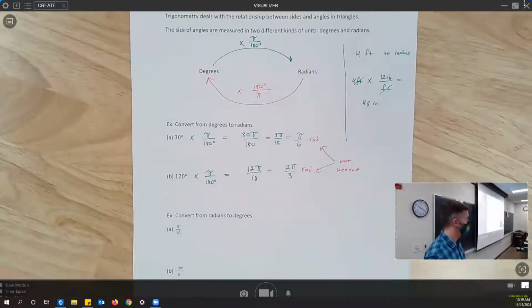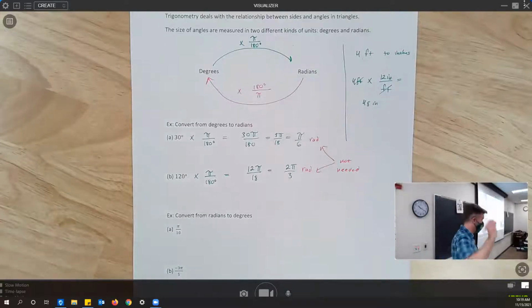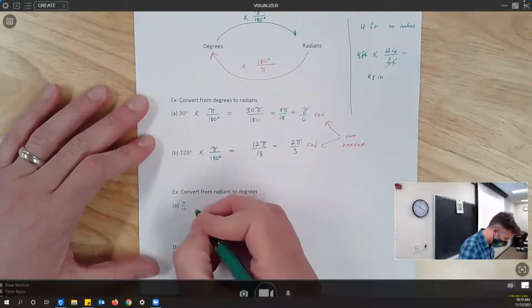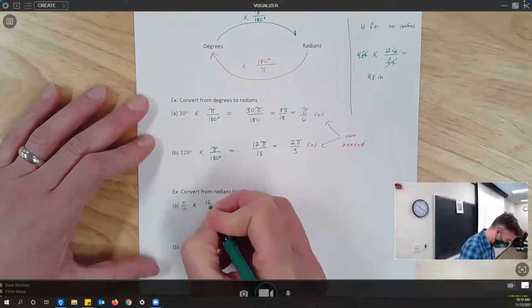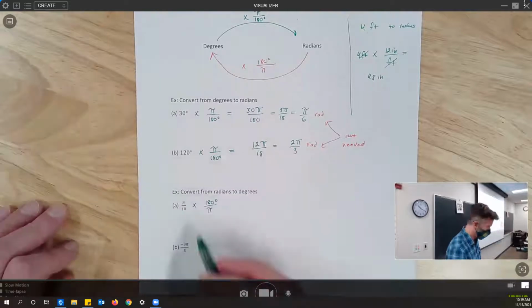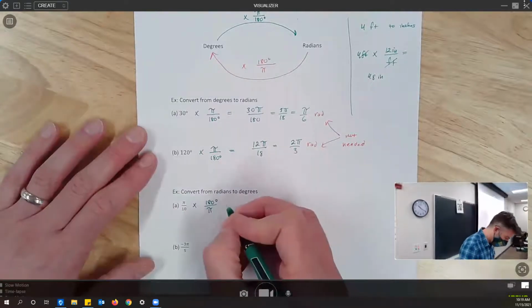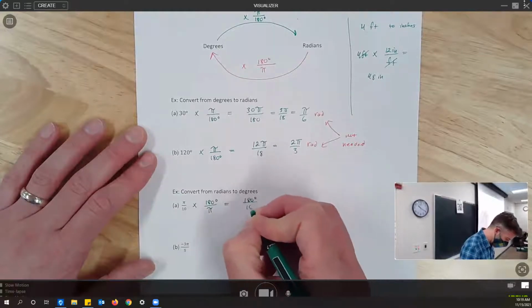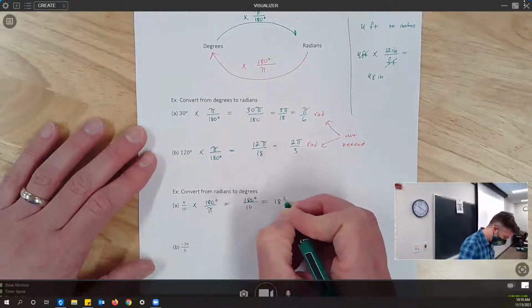On the other hand, when you're converting to degrees or when your angle is in degrees, you do need the little degree symbol. So if I want to convert from radians to degrees, I'm going to multiply by 180 degrees over pi. And the pi's cancel, and I get 180 degrees over 10, which is 18 degrees.